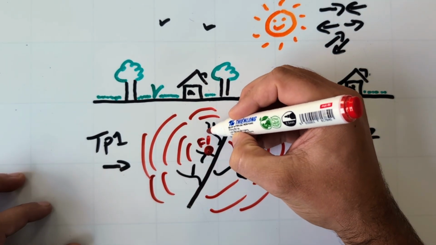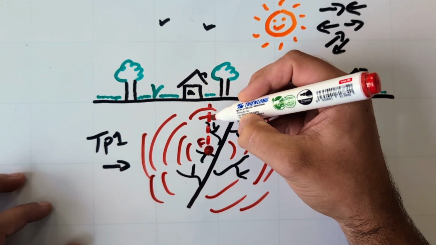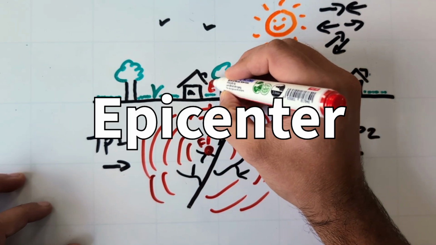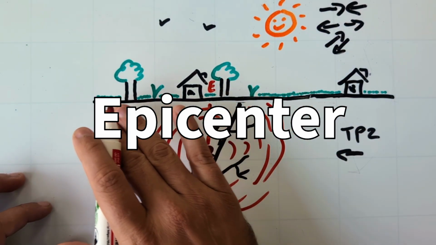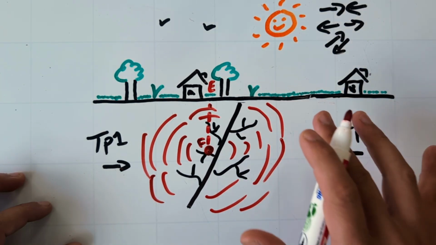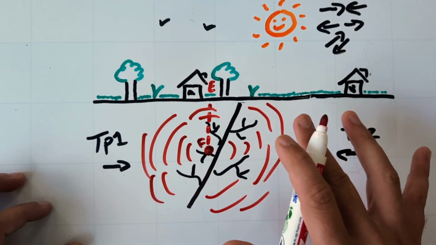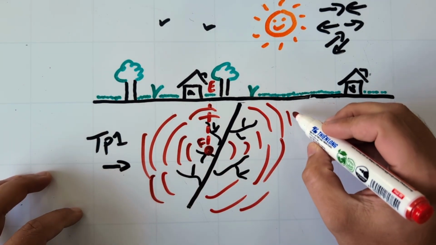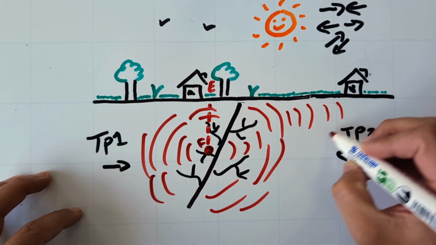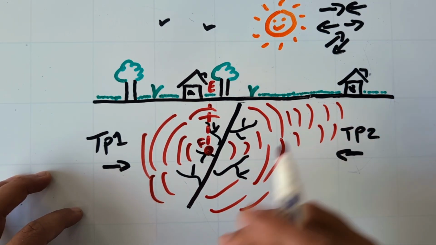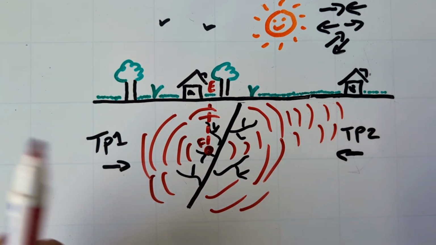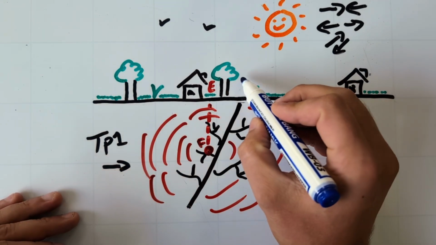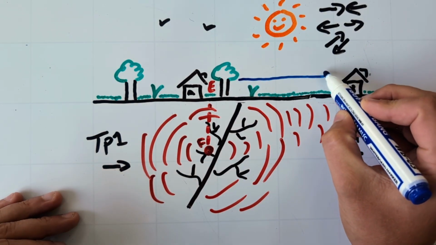Directly above the focus is the epicenter. The epicenter is where on the surface of the Earth we feel those seismic waves most strongly. Okay? As the seismic waves travel, they become weaker and weaker and weaker. And it's why if you live in England, you've never really felt an earthquake, because by the time it's reached you, that energy has dissipated.